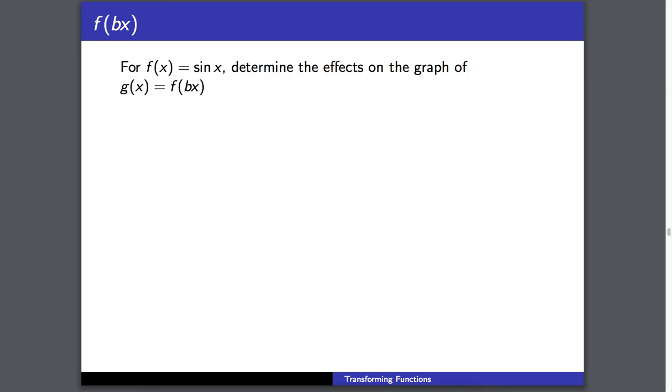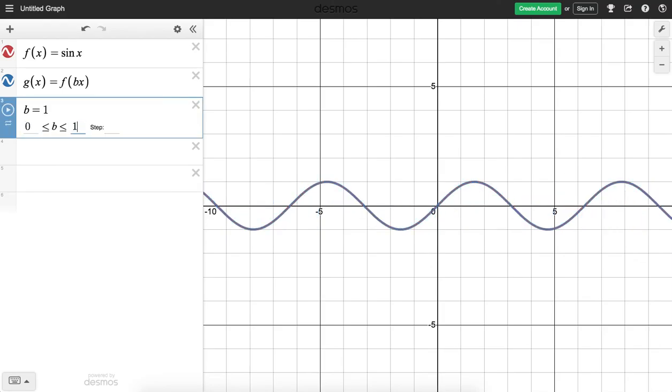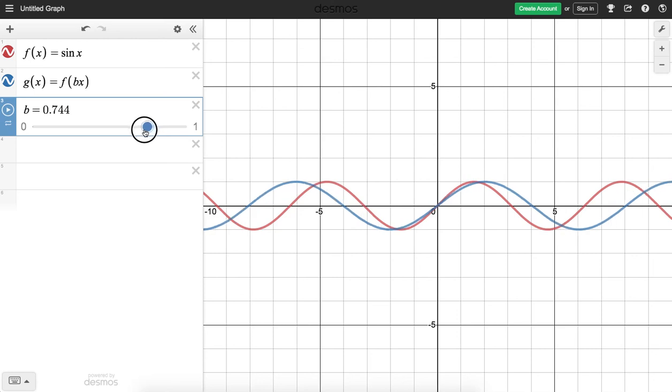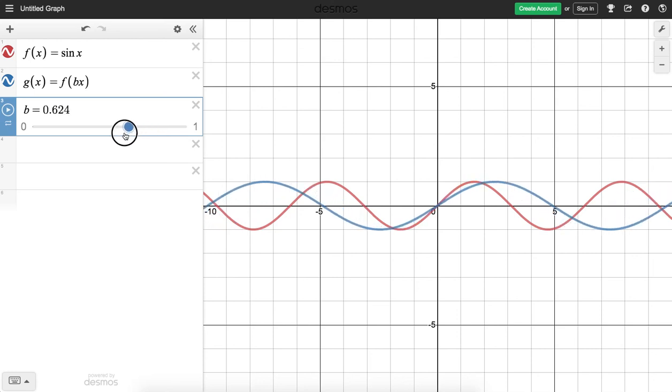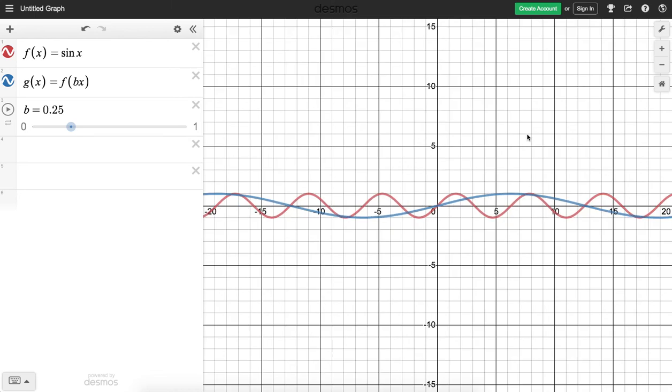Let's see what happens if we multiply by a number between 0 and 1. So we'll set the values of b to be between 0 and 1, and now let's see what happens if we multiply our inputs by a number that gets closer to 0. As you might have suspected, the graph is now stretching. Here, if we look at 0.25, we have stretched out, like a slinky that gets stretched out.